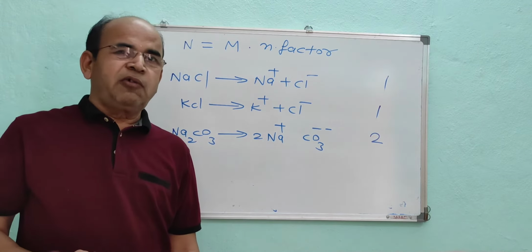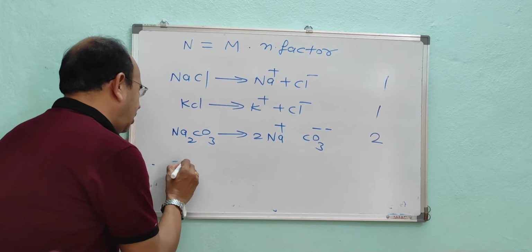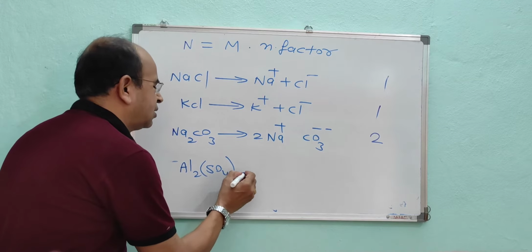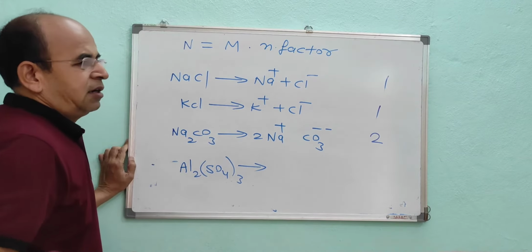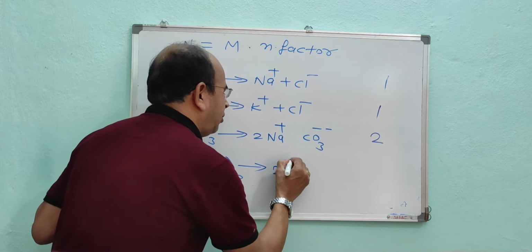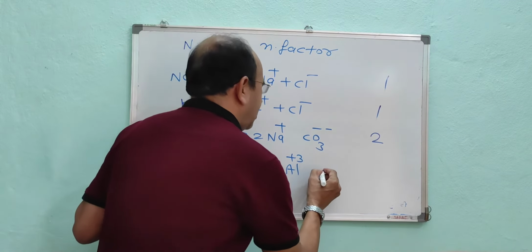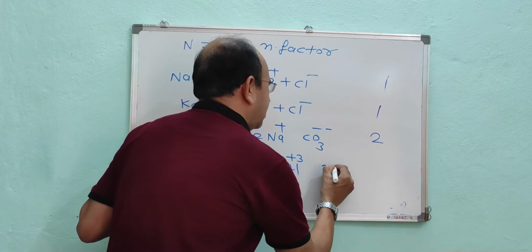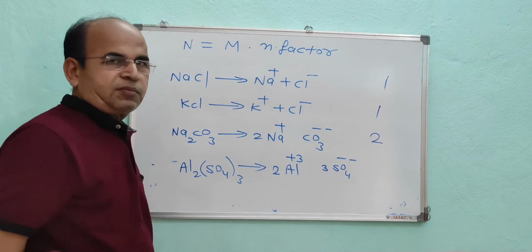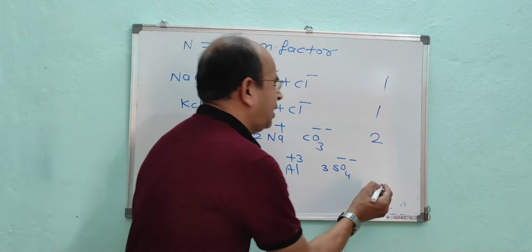Aluminum sulfate. What will be the N factor? Aluminum sulfate, the formula is Al2(SO4)3. What ions are given? 2 aluminum ions. You know aluminum ion has charge plus 3, and 3 sulfate ions. Sulfate ion, what is the charge? Minus 2. So what is the N factor? N factor is 6.